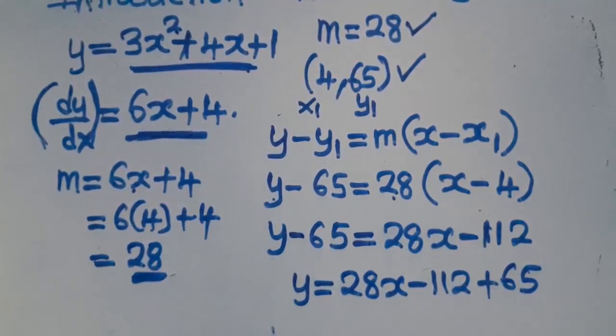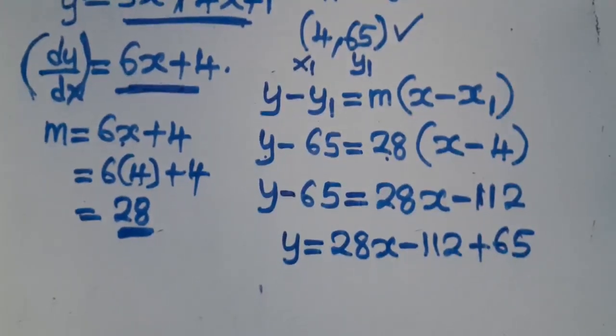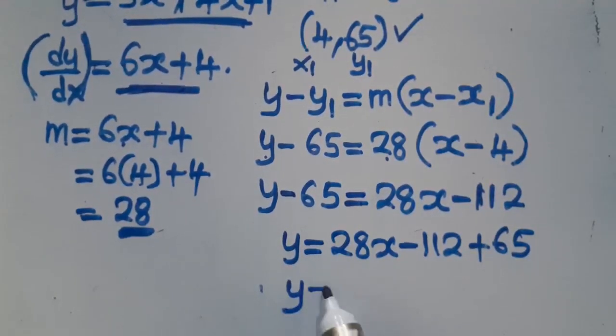So now, finally, the equation of the tangent is this one. y is equal to 28x. So what is negative 112 plus 65? What is negative 47?